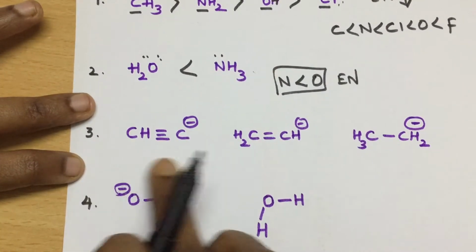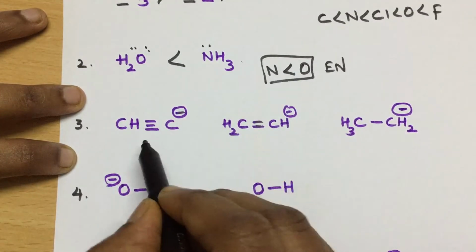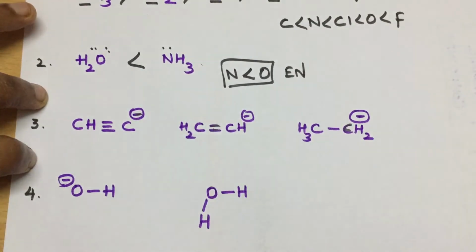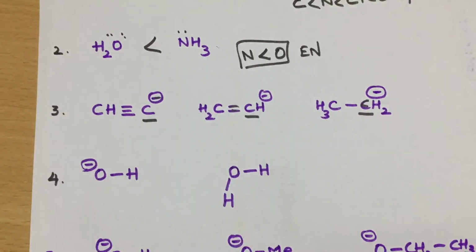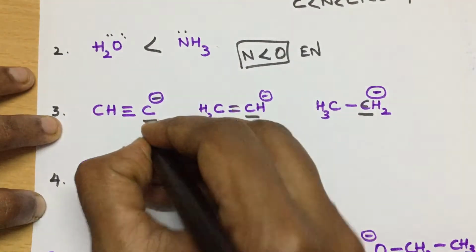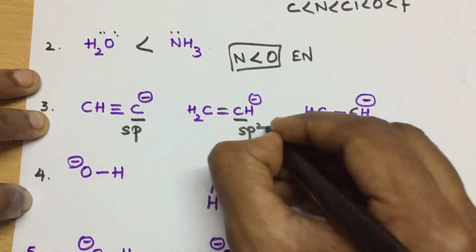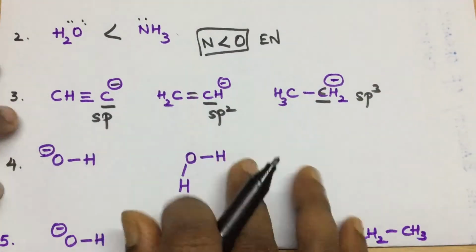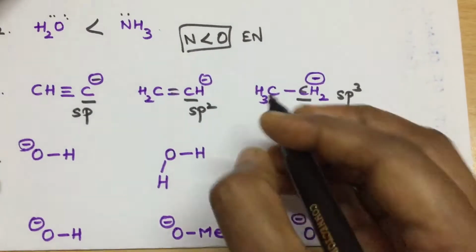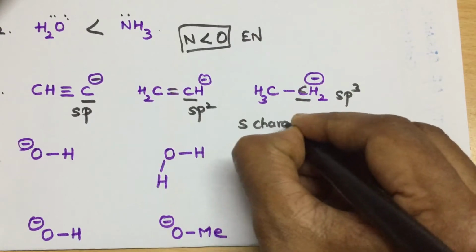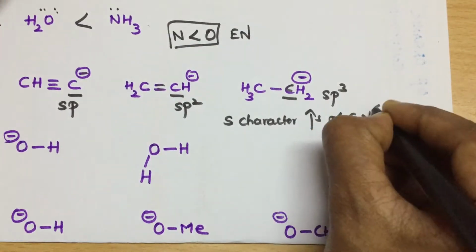Here it is a triple bond, and a double bond. This is an alkyne, this is an alkene, and this is a plain alkane. Here all the atoms are carbon, so you have to see the hybridization. This carbon is sp hybridized, this carbon is sp2 hybridized, and this carbon is sp3 hybridized. You know that more the s character, more will be the electronegativity. Remember this: as s character increases, electronegativity increases.